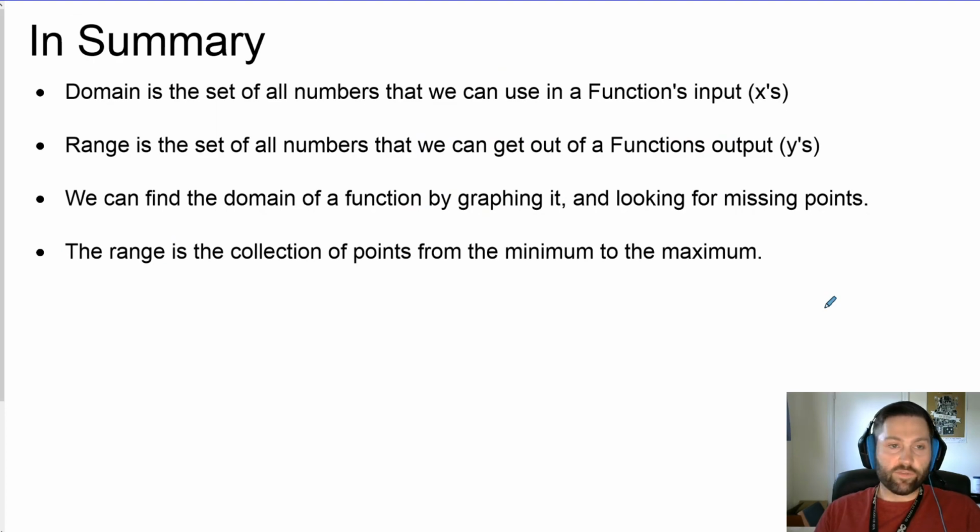And that's it, guys, for today's lesson. So in summary, domain is the set of all numbers that we can use in a function's input. Range is the set of all numbers that we can get out of a function's output. So we got the x's for input, the y's for output. We can find the domain of a function by graphing it and looking for any missing points. And the range is the collection of points from the minimum to the maximum on the graph. So it's always a good idea to graph a function to find its domain and range.